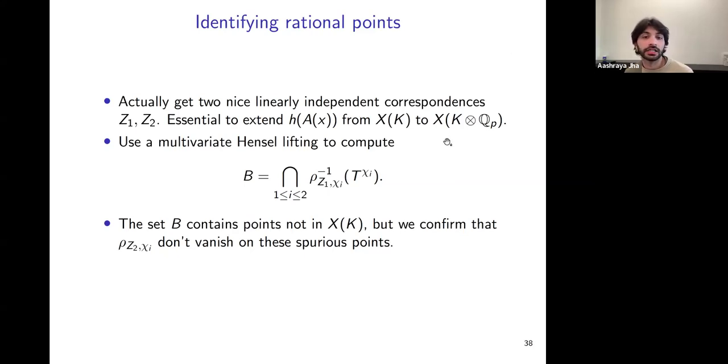So the last bit of this computation is the following. As I mentioned before, we'll get 2 linearly independent correspondences corresponding to the trace 0 Rosati fixed endomorphisms of J. And these actually end up being really important. We first compute the height on K rational points, and to extend it to K tensor Q_p, we make use of both of these correspondences. Then we use a multivariate Hensel computation: we fix one of the correspondences, Z1, and we figure out this intersection here. This set does contain points which are not in X(K), but all of these spurious points aren't zeros when we compute the other locally analytic functions corresponding to the other nice correspondence.